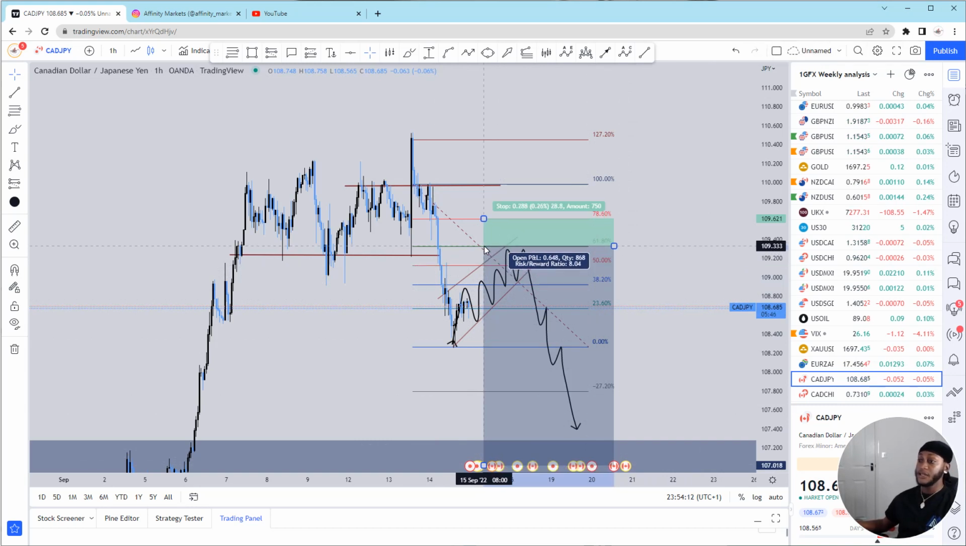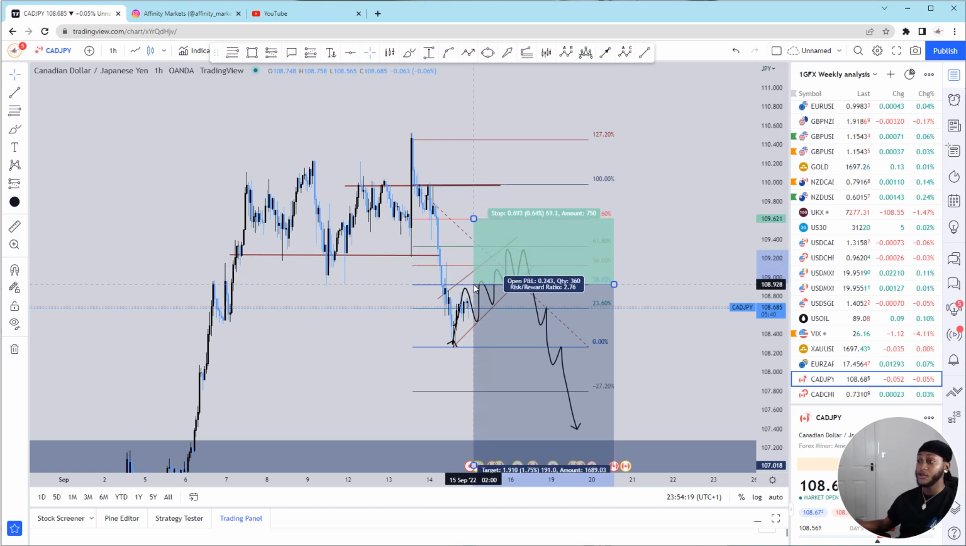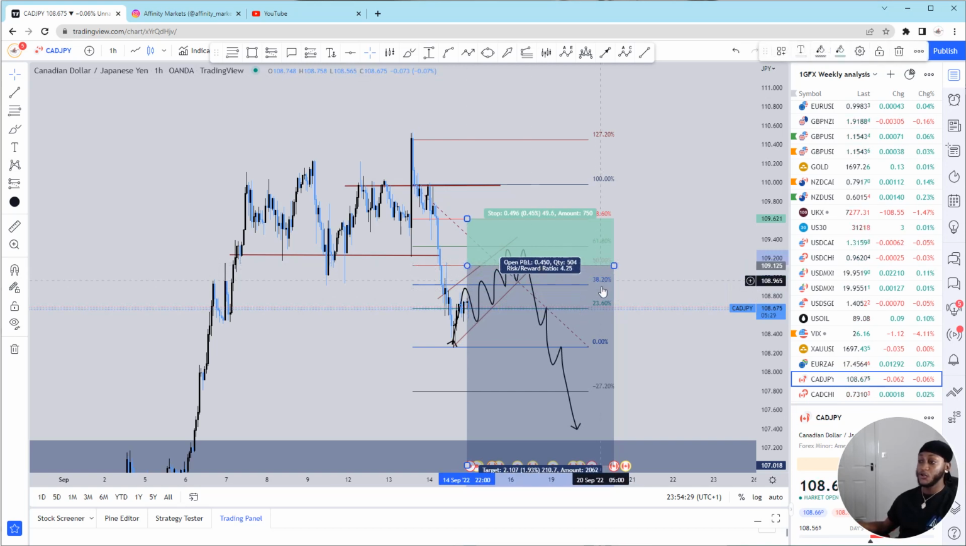Take profit 1, if I enter at my 61.80, will be my 50%. Take profit 2 will be my 38.20. Take profit 3 will be my 23.60, and my overall take profit will be my -27. However, if we enter at this 50%, I'll be targeting my 38.20 for my TP1, TP2 23, and then TP3 can be my 0.0%. Remember, you just want to catch that move in the market.